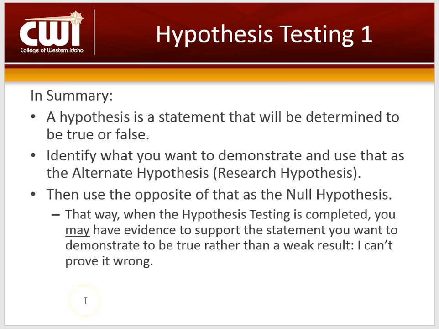So, in summary, a hypothesis is a statement that will be determined to either be true or false. Identify what you want to demonstrate and use that as the alternative hypothesis, which is sometimes called the research hypothesis. Then use the opposite of that for the null hypothesis. When hypothesis testing is completed, you may have evidence to support the statement you want to demonstrate to be true, rather than a weak result, I can't prove it wrong.